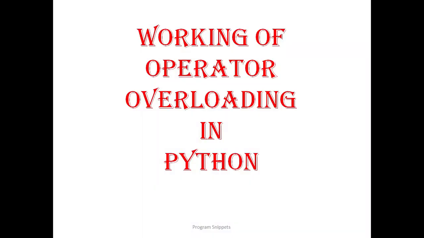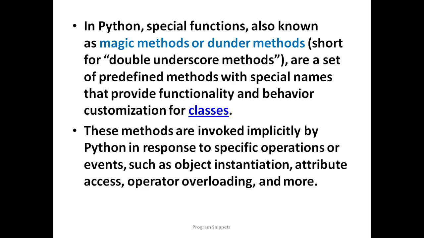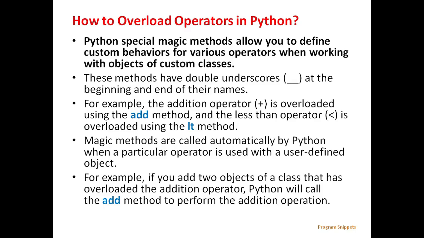Here we will see the working of operator overloading in Python. In Python, special functions, which are also known as magic methods or dunder methods, are a set of predefined methods with special names that provide functionality and behavior customization for classes. These methods are invoked implicitly by Python in response to specific operations or events such as object instantiation, attribute access, operator overloading, and more.